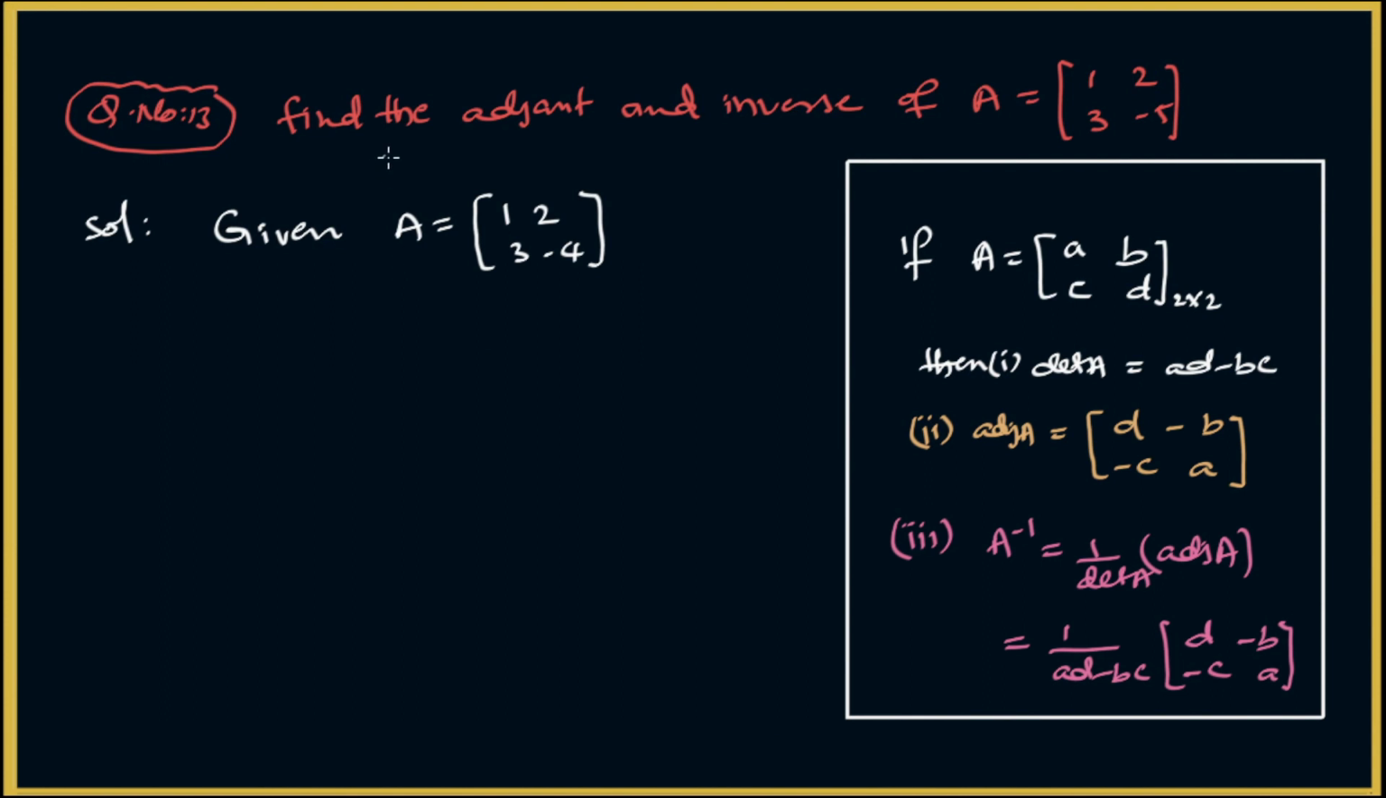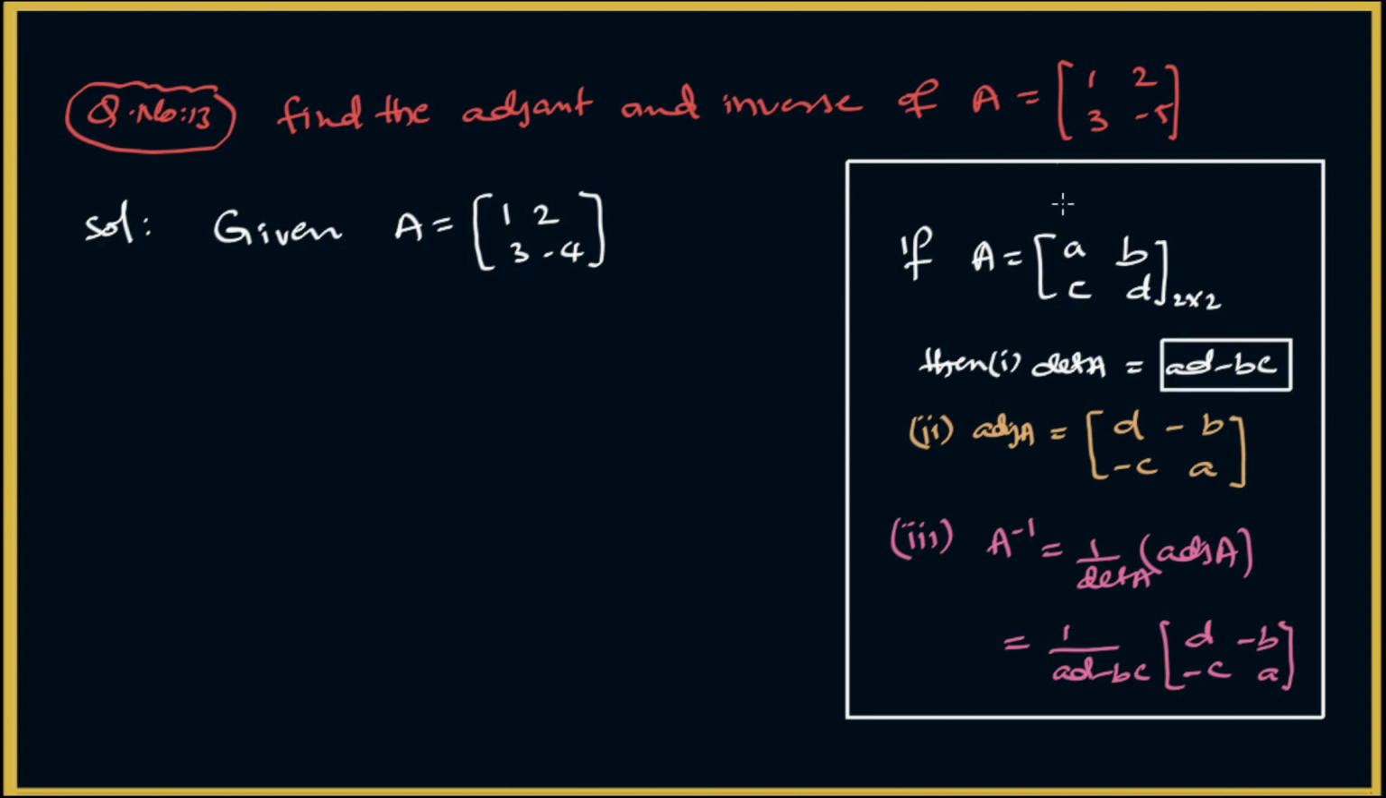Next, question number 13. Find the adjoint and inverse of A equals 1, 2, 3, minus 5. So here a matrix is given, its order is 2 by 2. How to find the adjoint and inverse of any 2 by 2 matrix? Let A be a 2 by 2 matrix whose elements are a, b, c, d, 2 rows and 2 columns. Then first, the determinant of A, we just have to cross multiply, that is ad minus bc.